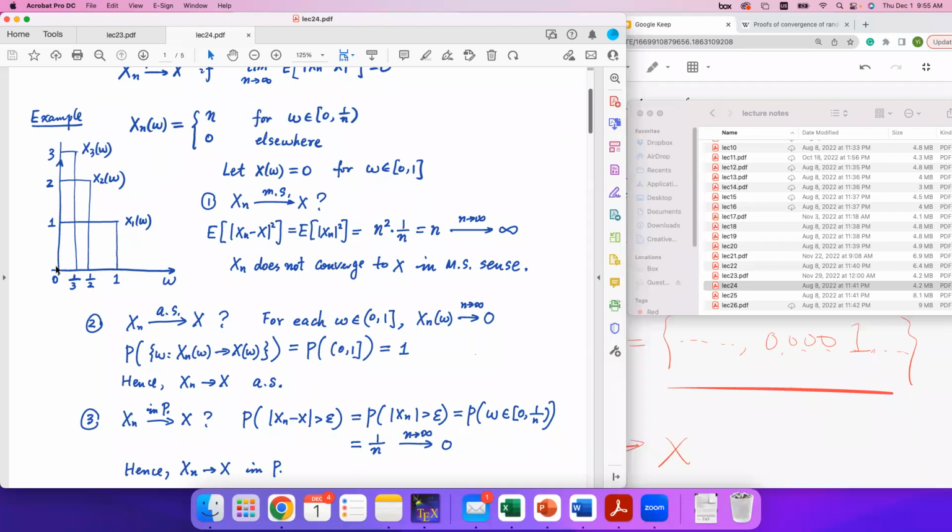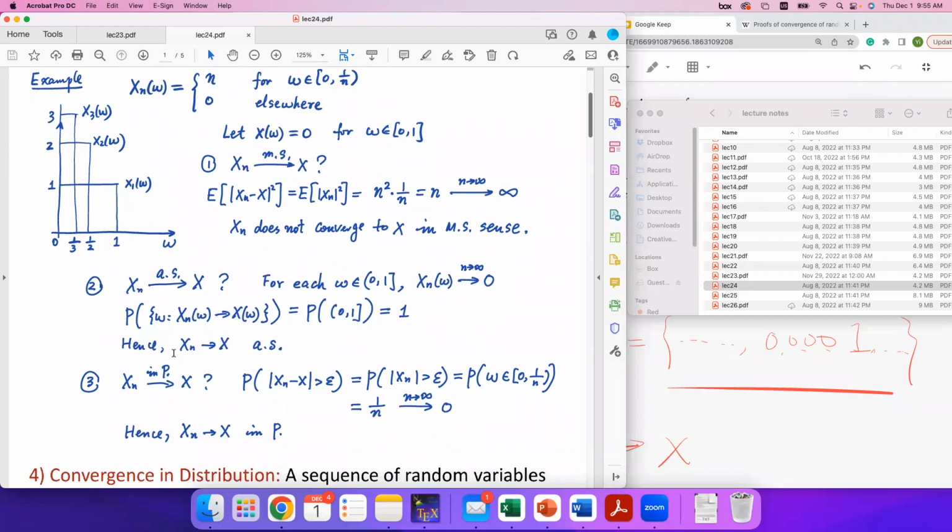Now, except for 0, what happens at 0? At 0, X1 equals 1, X2 equals 2, X3 equals 3. So at 0, this sequence diverges to infinity: 1, 2, 3, 4, up to infinity. So 0 is not included in this set. At 0, we don't have convergence. But that doesn't matter, because this interval already has probability measure 1. At 0, the probability mass is 0. This is a continuous case. So in this case, we have almost sure convergence. Later on, once we have almost sure convergence, we are guaranteed to have convergence in probability. But here we can just follow the definition and verify this.